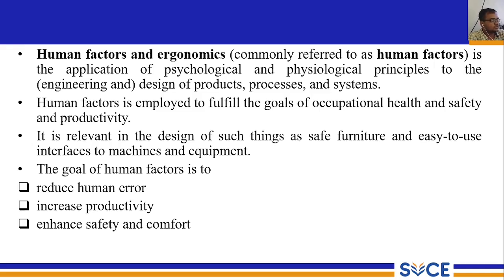So, what is the ideal goal of a human factor in a workplace design? The ideal goal is to reduce human error. We usually say that human error is inevitable, but of course you have to reduce its intensity, through which you will be able to achieve productivity. You can also increase productivity by reducing human error. And the third important category is to ensure safety and comfort to the workers who are working there. If the worker is not comfortable and doesn't feel safe within the workplace, then obviously performance and productivity get affected.